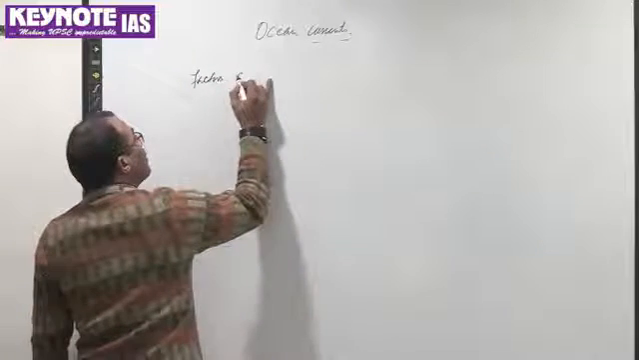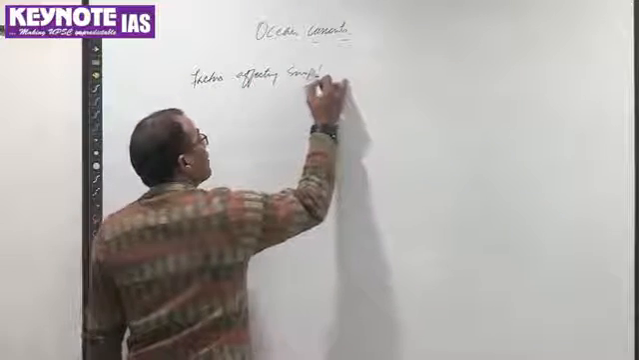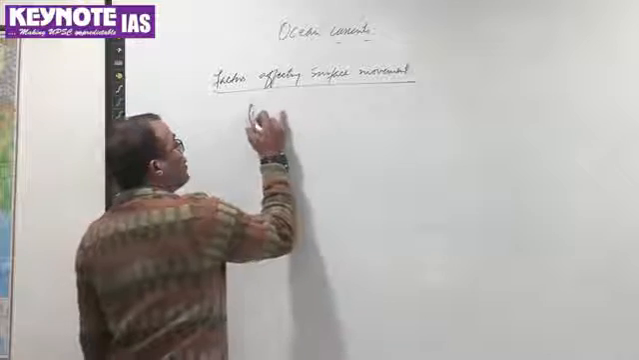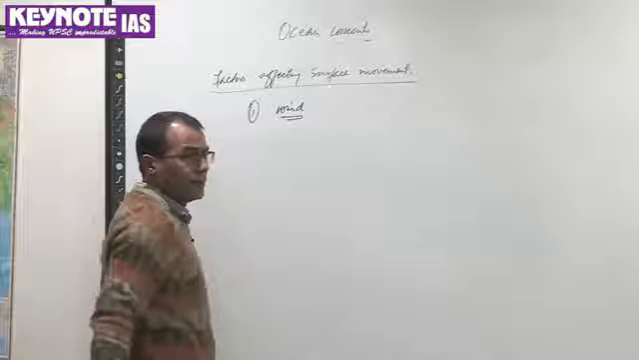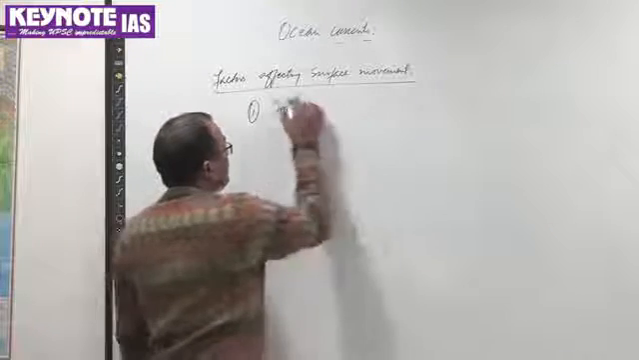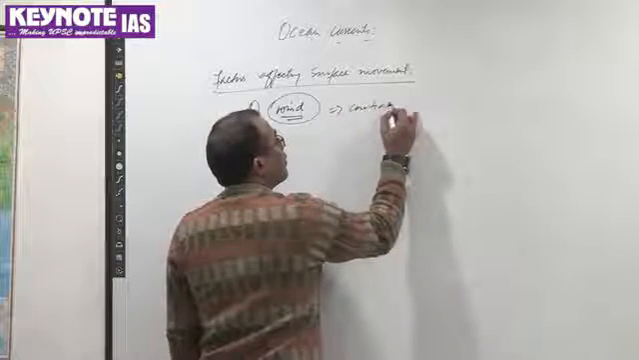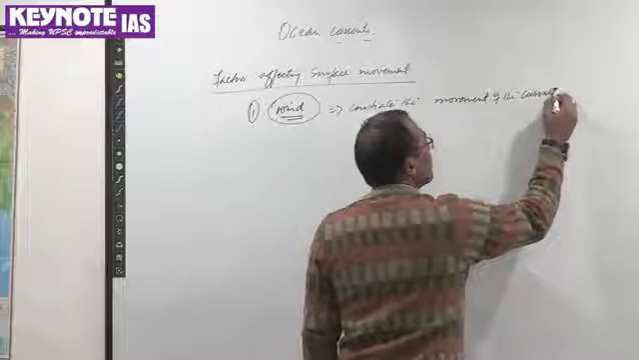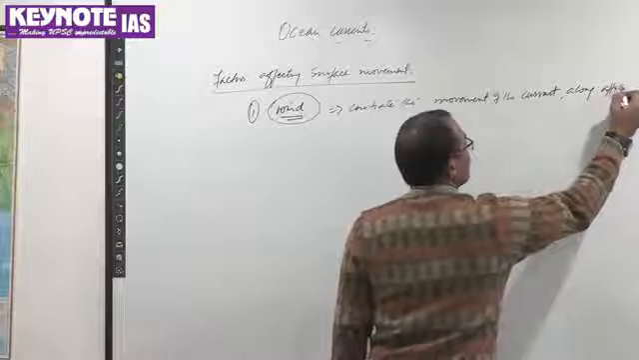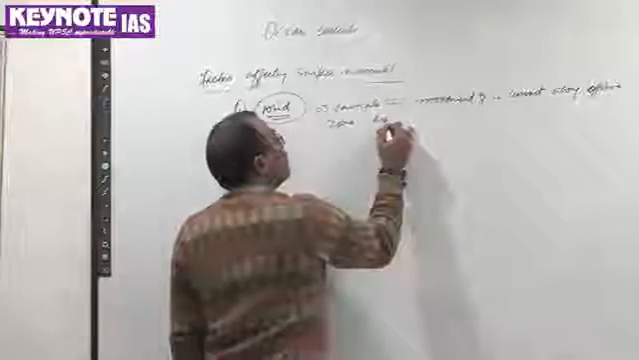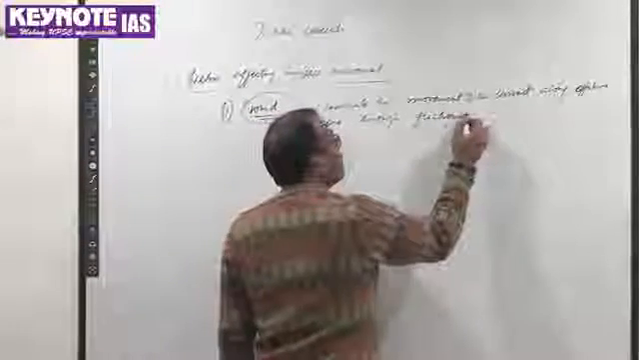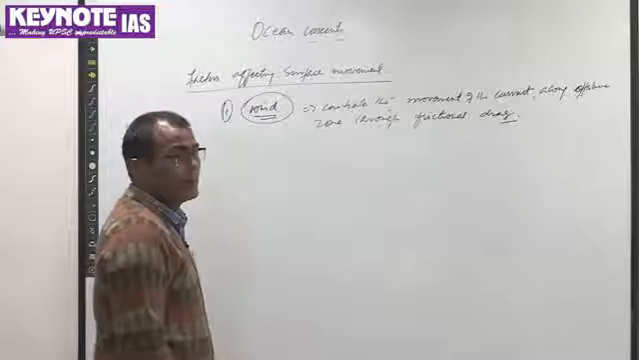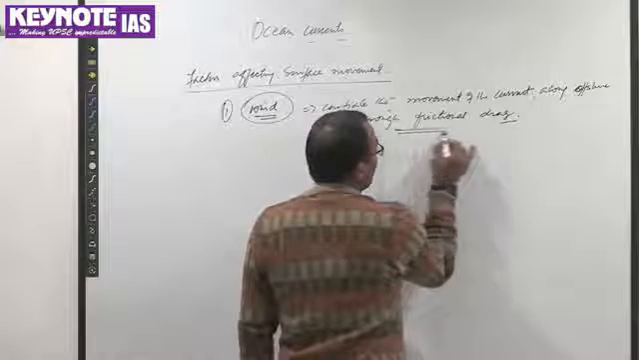Factors affecting surface current or surface movement. The most dominant factor is wind. Right? It initiates the movement of the current along the offshore zone through frictional drag. Right? That frictional drag, hope we understand.